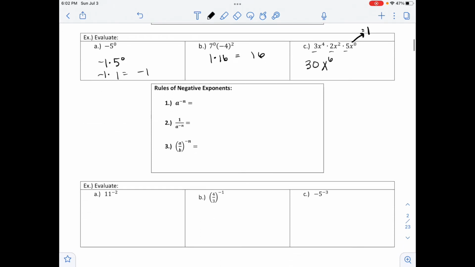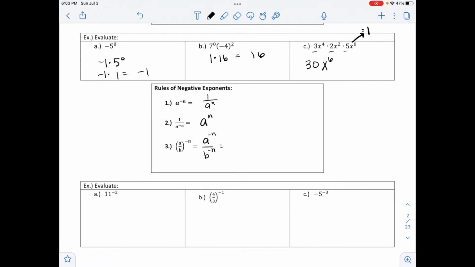So right below this, we have rules of negative exponents. So a to the negative n is going to become 1 over a to the nth power, and that exponent is now positive. Likewise, if we have a negative exponent in the denominator, this is going to move to the numerator. And then if we have the third one, which is a over b raised to the negative n, what's going to happen is we would have a to the negative n over b to the negative n.